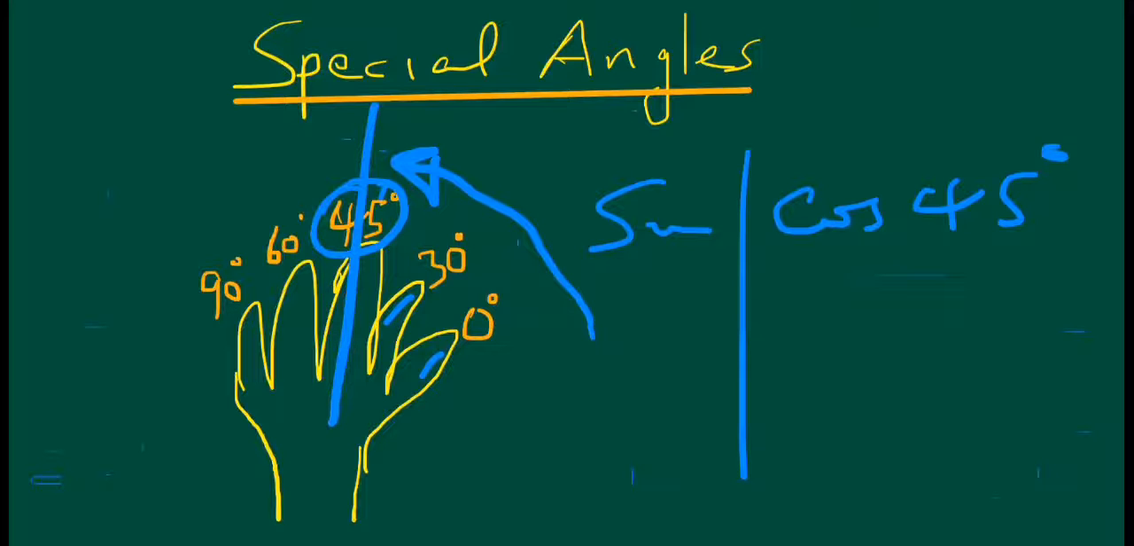That means my sine 45 will be equal to under root 2, because I have 2 fingers, and always you need to divide by 2 here. So under root 2 over 2, this one will be the sine of 45.